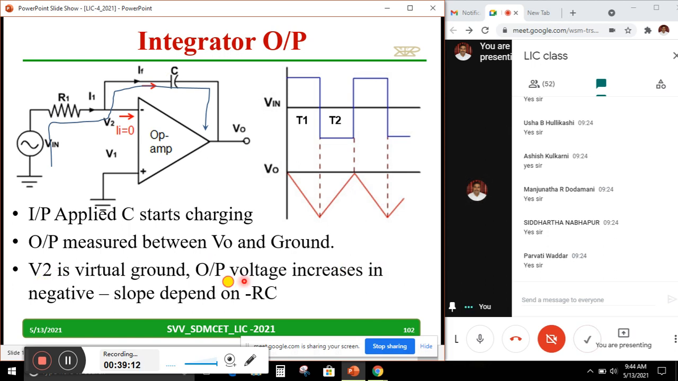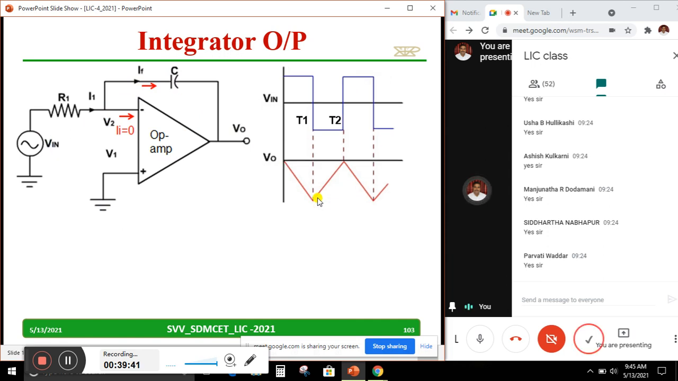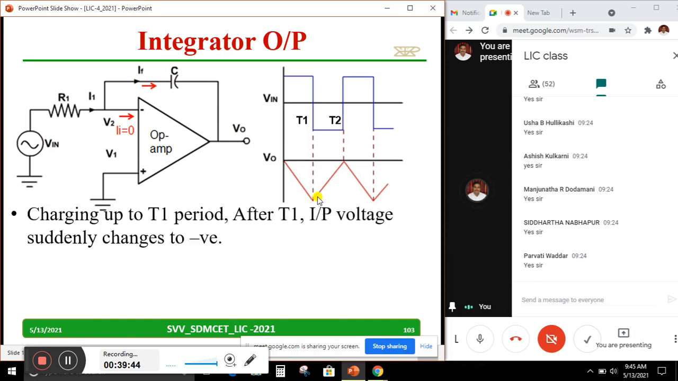Output voltage increases with a negative slope, depending on the RC. I am measuring from this point and this point, which are nothing but the same. When it is charging, this becomes plus and this becomes minus. Observe this carefully. Whatever it is charging, the increase is nothing but negative increasing for me. Hence this negative is appearing here. Observe this carefully.